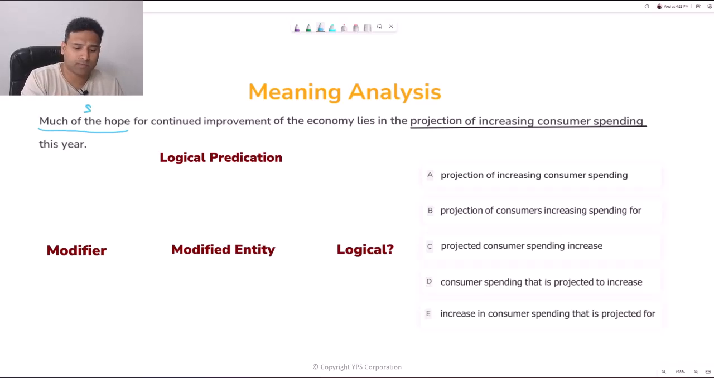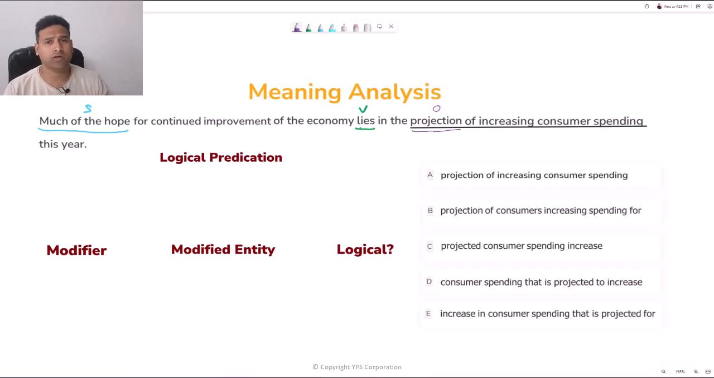So I'm going to write a small s over here. And then we also know that this hope lies somewhere. So this is the verb, and it lies in something. It lies in the projection, and this is an object, right? So the hope lies in the projection as per the original sentence.